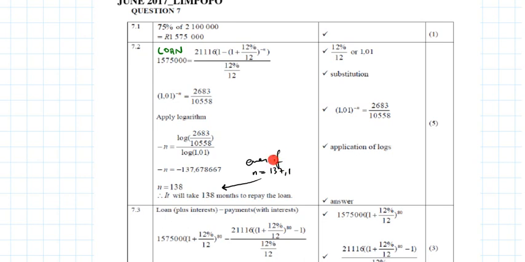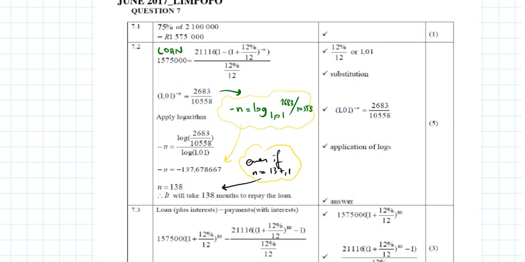And one more thing, from here we can write negative n as log base 1.01 of 2683 over 1,558. So that should give the same answer. If you just type this, that should give me the same answer, negative 137. And just keep in mind as an extra note, it's not rounding off, it is there.